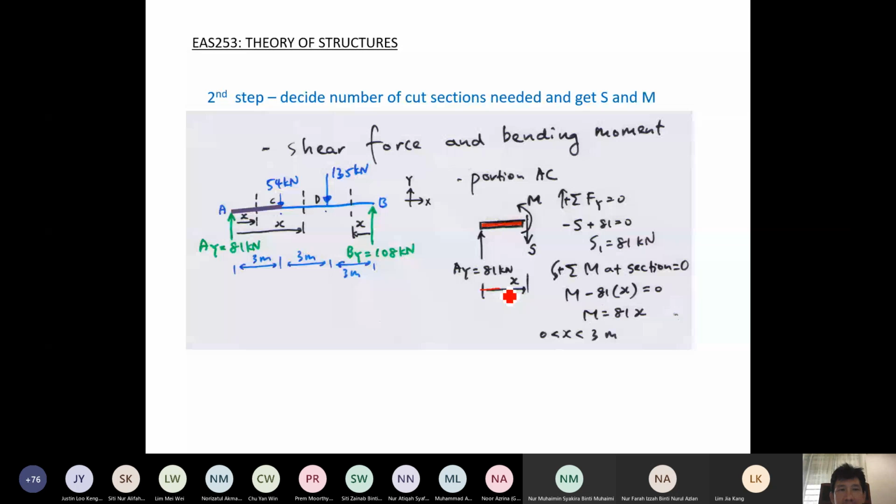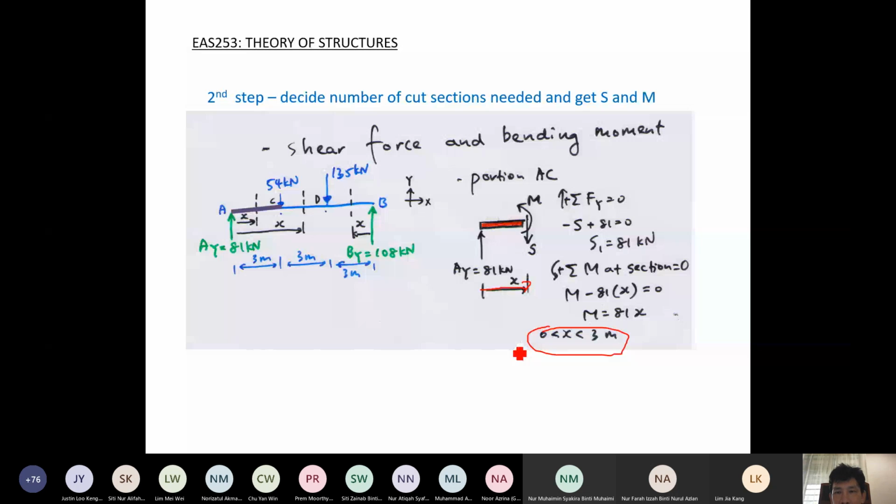What we are doing now is deciding the shear force and bending moment variations in the form of equations in this portion AC, where the first cut is. Make use of equilibrium equations, then we get shear force. Make use of moment equilibrium equation at the cut section, class, take it at the cut section, then we get bending moment. And we indicate the X. This is for portion AC, so the X starts from origin A here, so X varies from 0 until 3. The portion length is 3, so this is for portion AC.